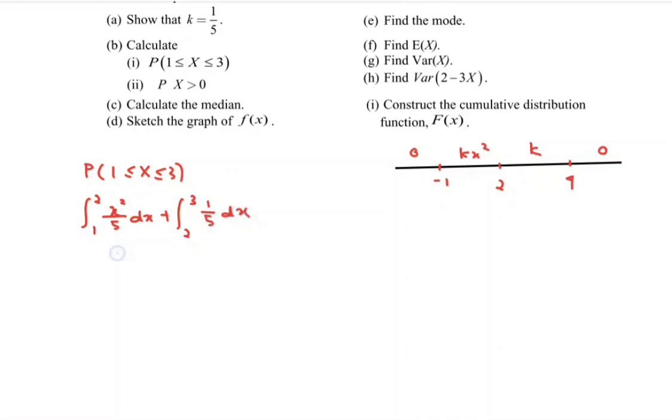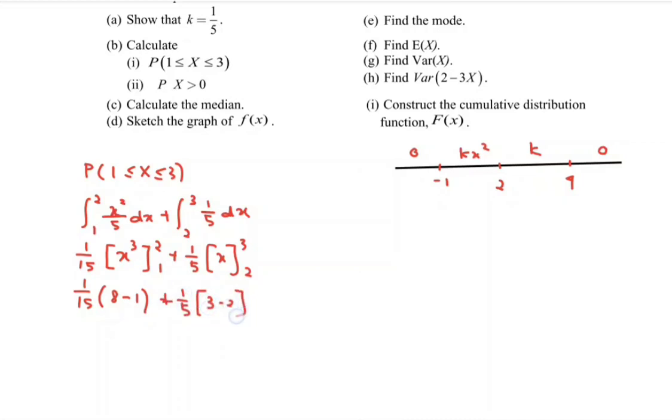So kindly integrate the situation. We have x to the power of 3, bracket, 1 over 15, so here we have 2 and 1. Plus we have 1 over 5, bracket, we have x, 3 and 2. Kindly substitute the situation. 1 over 15, bracket, we have 8 minus 1. Plus we have 1 over 5, bracket, we have 3 minus 2. So in here, we have 7 over 15, plus we have 1 over 5.